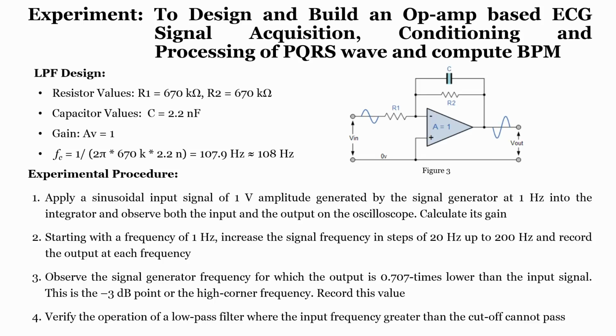Third one can be, we can observe the signal generator frequency for which the output is 0.707 times lower than the input signal. So, this is our minus 3 dB point or high corner frequency. Record this value once the signal generator frequency gives an output 0.707 times lower than the input signal.